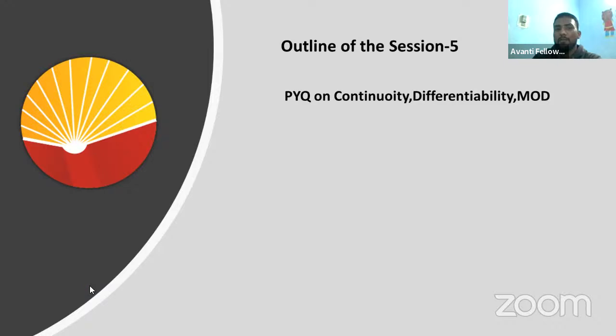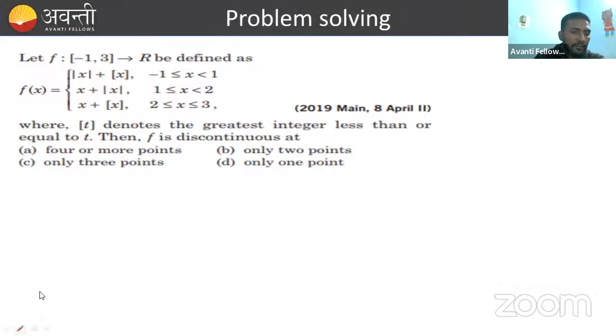Now we will start with our first question. You can see there is a function defined from -1 to 3 to R, which means the function is defined on -1 to 3. There are different functions. They are asking us to tell how many points the function is discontinuous at. So we just have to find the points of discontinuity.